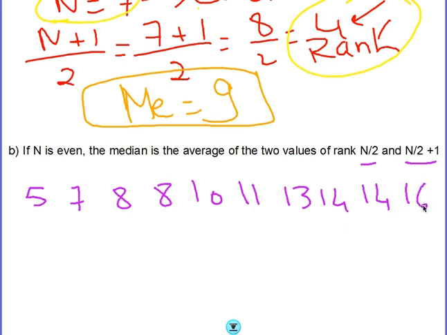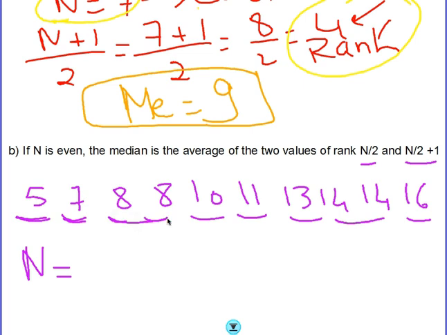Let's first of all check whether they are in order from least to greatest. I already wrote them in order: 5, 7, 8, 8, 10, 11, 13, 14, 14, and 16. So they are in order from least to greatest. Now you find the total frequency. How many numbers do we have here? N is equal to 1, 2, 3, 4, 5, 6, 7, 8, 9, 10. So N is 10, which is even.